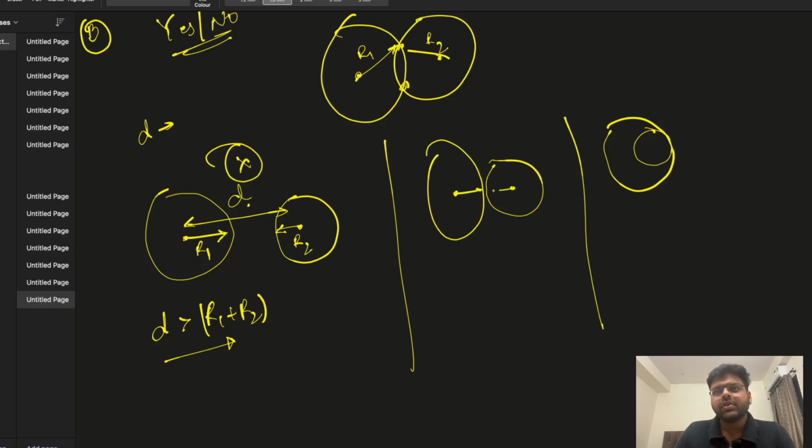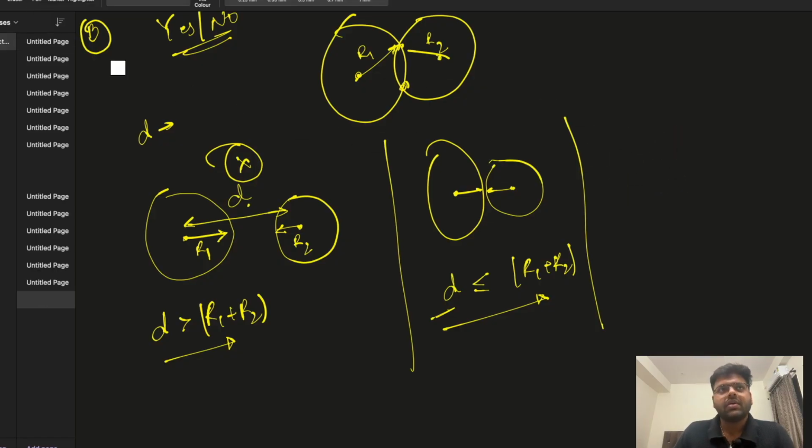So for them to have at least a point of intersection, d should be less than or equal to R1 plus R2. This is the upper bound we have put on d. Now let's make this particular case as well. I'll just remove this, and I'll simply draw this particular case, this and this.